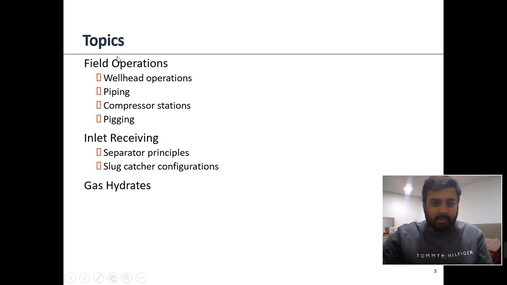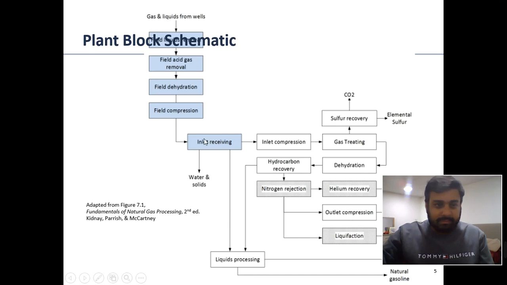So in this lecture, we'll talk about the wellhead operation, we'll talk about piping, compressor stations, pigging, and the separators and slug catchers, and in the end we talk about the gas hydrates and why it is important to work on the gas hydrates.